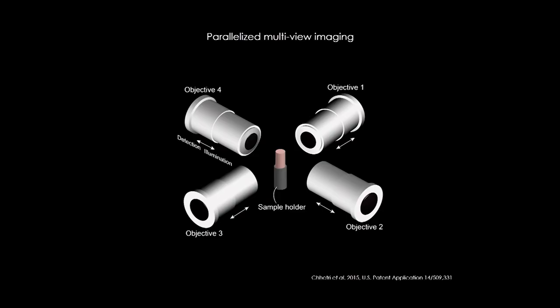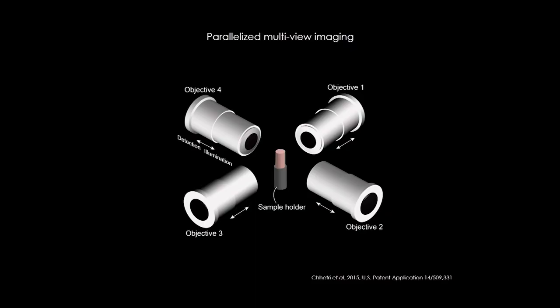And so here's the idea. The arrangement is a little bit more complex than this basic idea that I described. So we don't only have two views of the sample. We actually have four opposing objectives. So it gives us four orthogonal views, which simply means that we can scale this idea up to larger specimens that are not entirely transparent. So for Drosophila and zebrafish, it's actually very helpful, also for mouse embryos that we're studying.